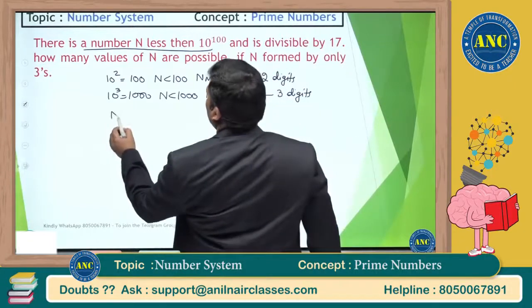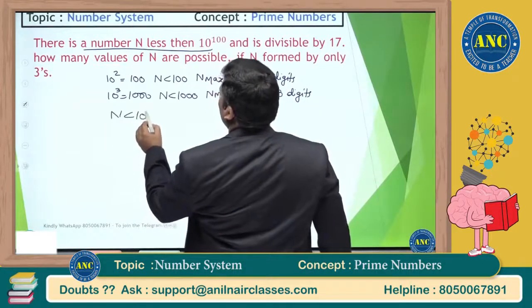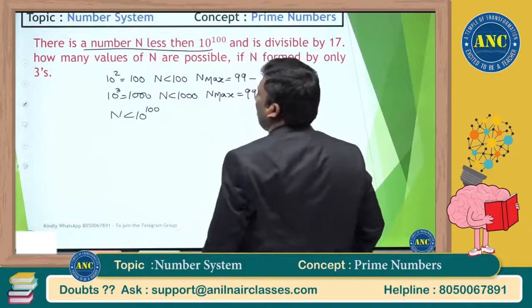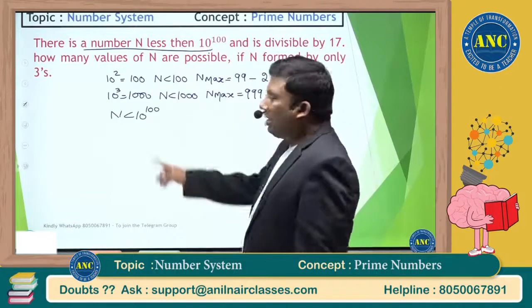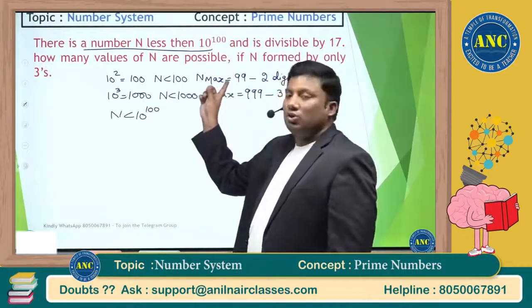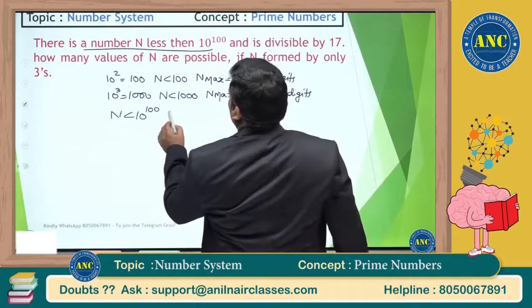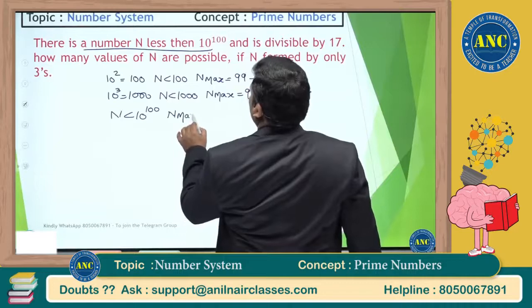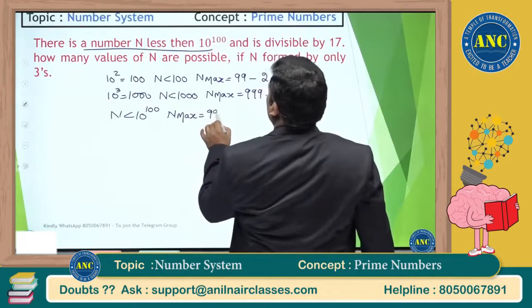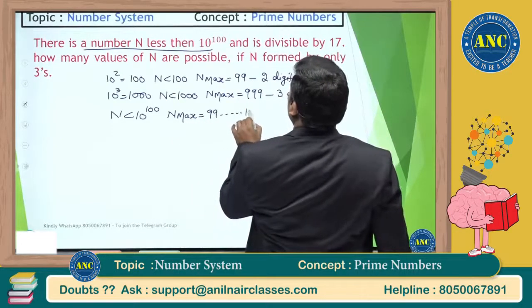So if a number is less than 10 power 100, like 10 square the maximum digits is 2 nines, 2 digits. So N maximum it will be 99999, 100 digits.